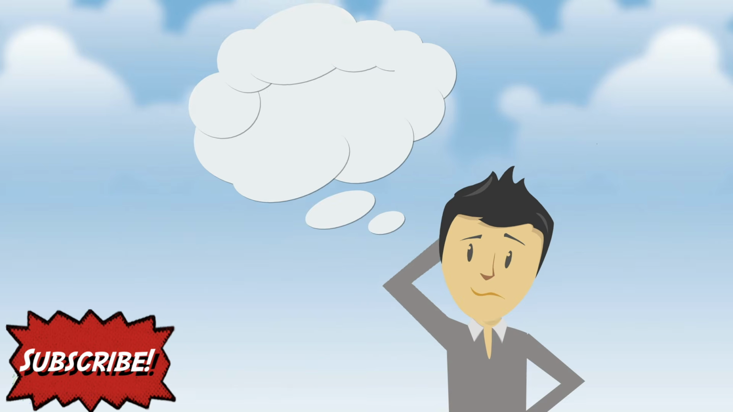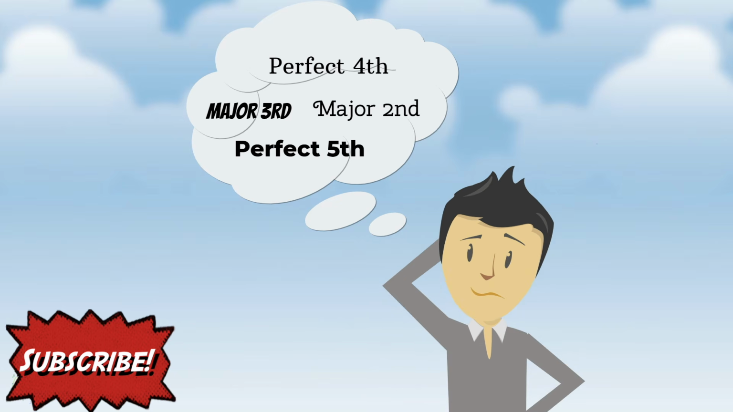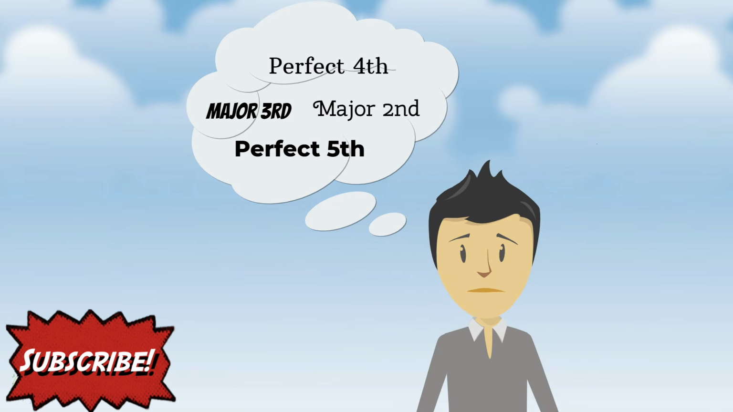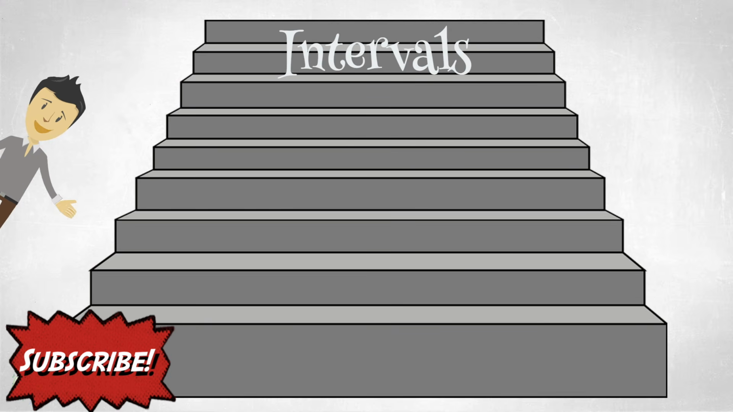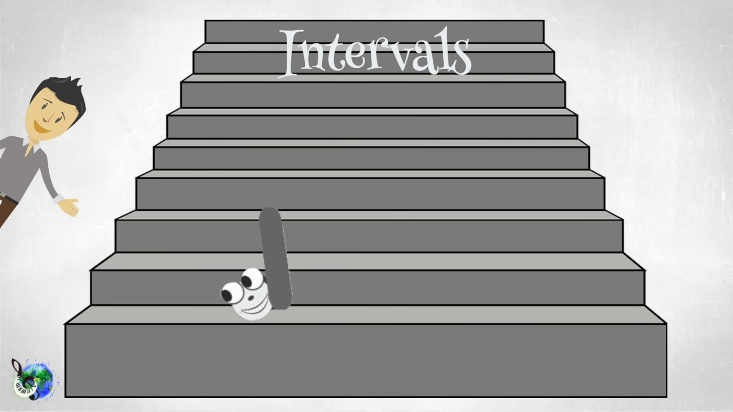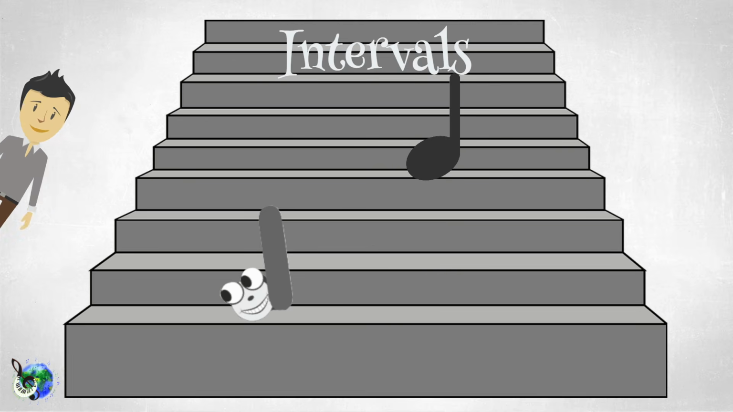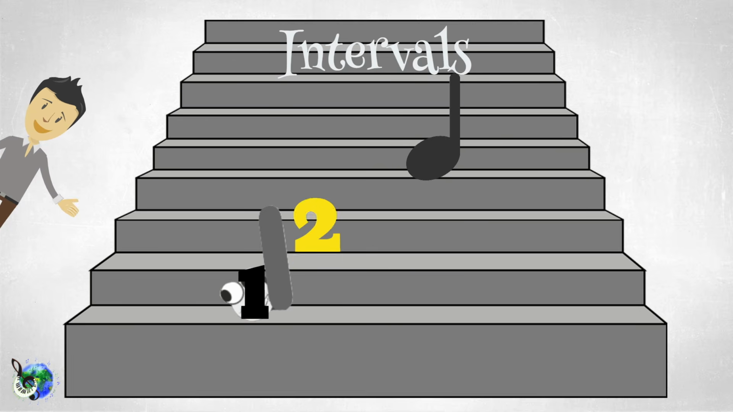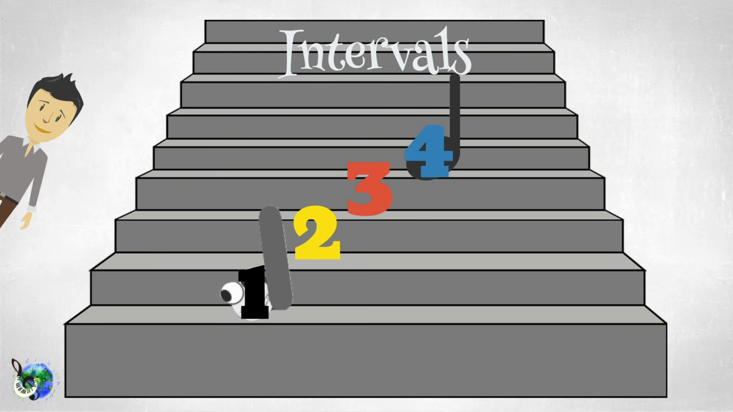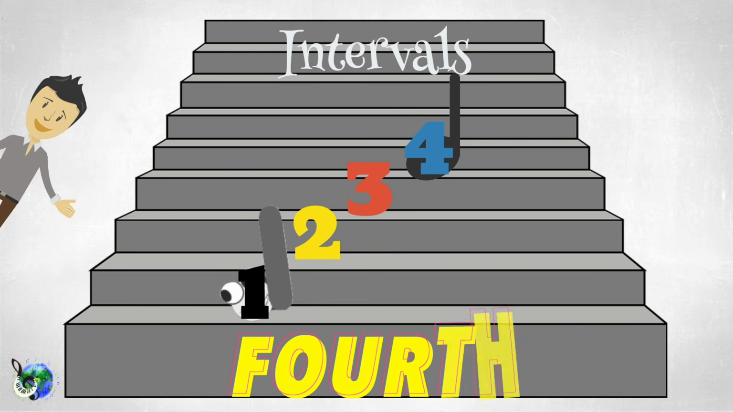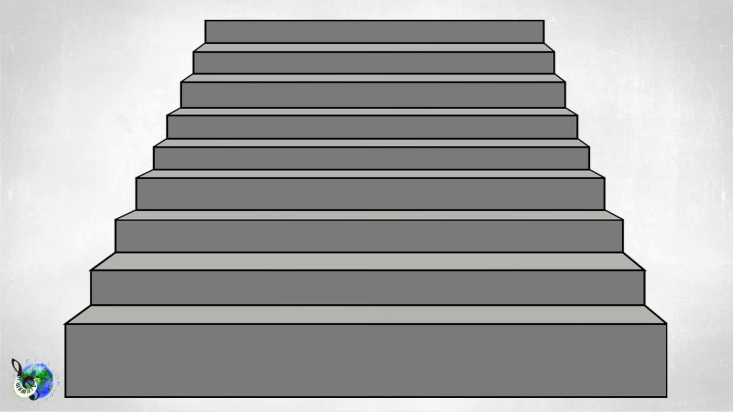There are a bunch of different types of intervals out there. But let's go back to our staircase. So, Mr. Quarternote is on the first step and his friend is on the fourth step. If we counted the step Mr. Quarternote is on, then all of the steps up to where his friend is, we would say they are 4 steps apart, or we would use that fancy word, interval, and say it's an interval of a fourth.